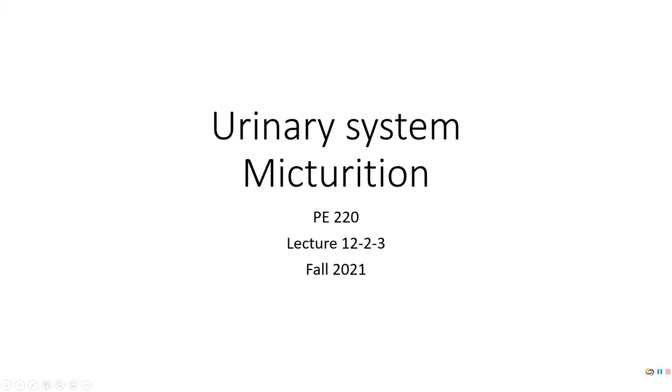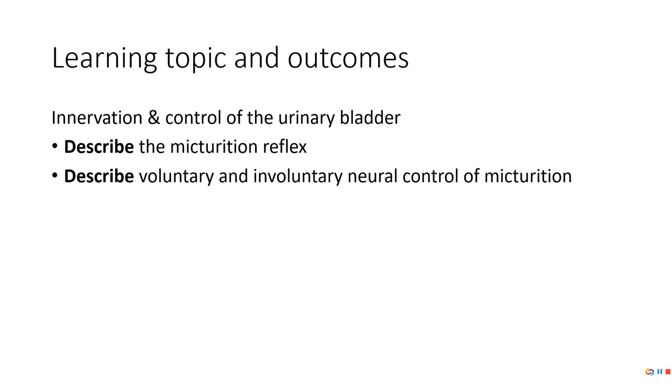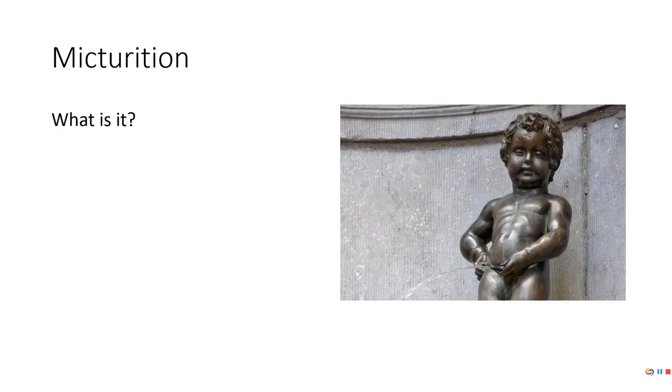So we'll end the urinary system by talking about micturition. Okay, so we've just got two objectives here. We're going to describe the reflex, and we're going to describe and identify what's voluntary and what's involuntary control. So the first question is, what is micturition? Well, it's a fancy word for urination.